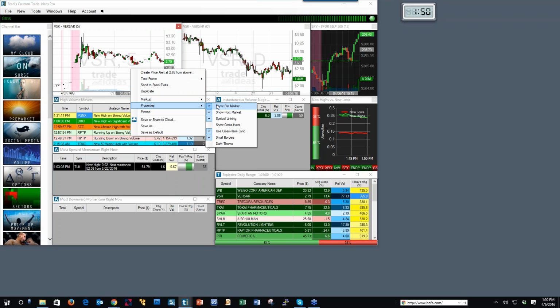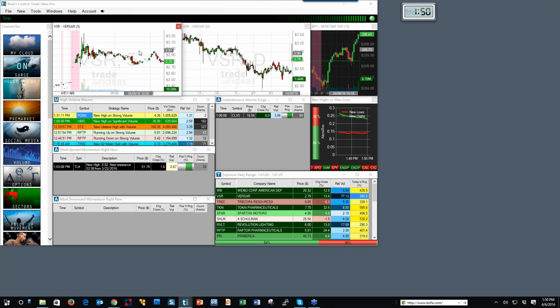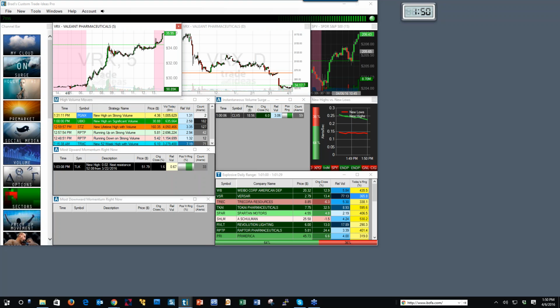If you were to go into properties, you can set these charts up to show you not only pre-market but post-market activity, so you can see something like that as well. Someone said, let's pull up VRX. Let's do that. This is one that we've been trying to find an entry point in, and it really is fairly volatile, but it's interesting, and it is starting to perhaps come back up.